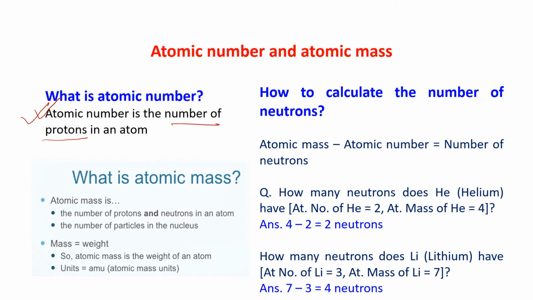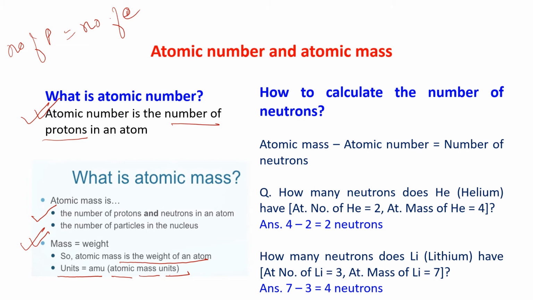What is atomic mass? Atomic mass is the number of protons and neutrons in an atom, the number of particles in the nucleus, because inside the nucleus only neutrons and protons are present. So the number of protons plus the number of neutrons is known as atomic mass or mass number. Mass is equal to weight, so atomic mass is the weight of an atom, whose unit is AMU, atomic mass unit. Now in an atom, the number of protons is equal to the number of electrons.